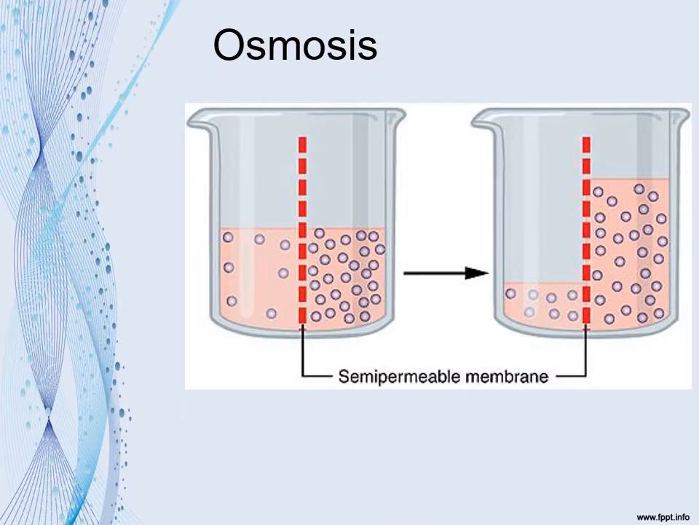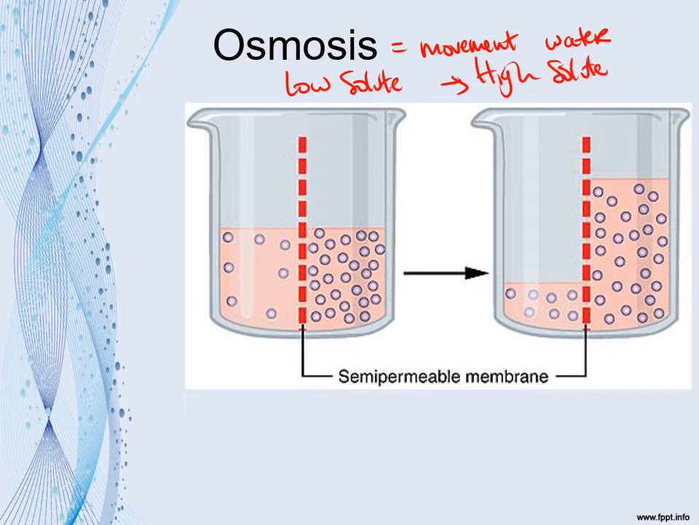Good. Osmosis. Osmosis is the movement of water across a membrane. And what's kind of quirky about osmosis is we're actually moving from where we have low solute concentration to where we have high solute concentration. It sounds like this should be active transport if we're moving from low to high, but we're not moving the solute, we're moving the water. So the water is moving in relation to the solute. So osmosis is the movement of water across a membrane from low solute concentration to high solute concentration.